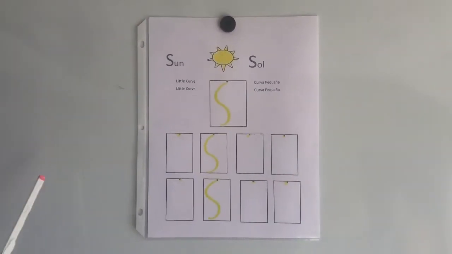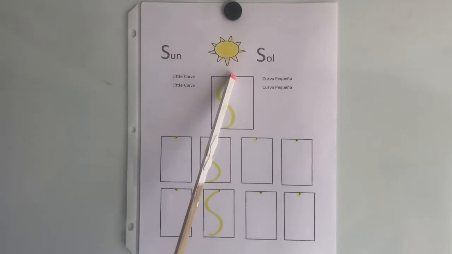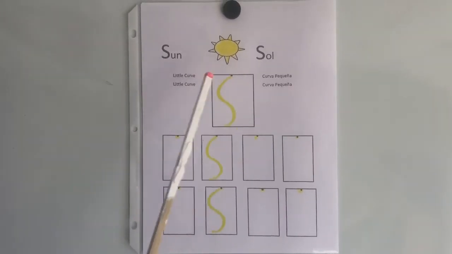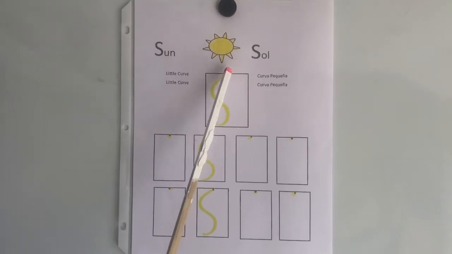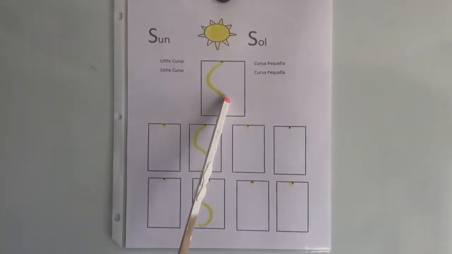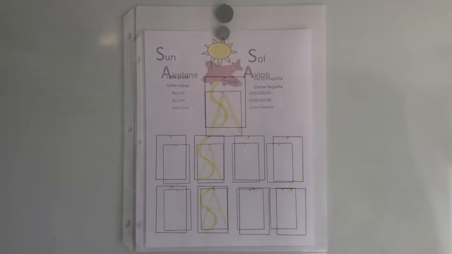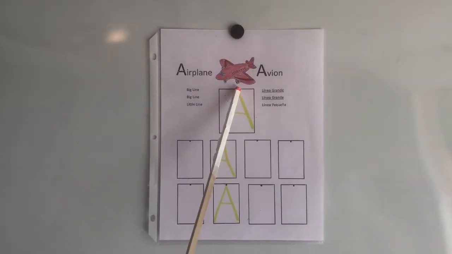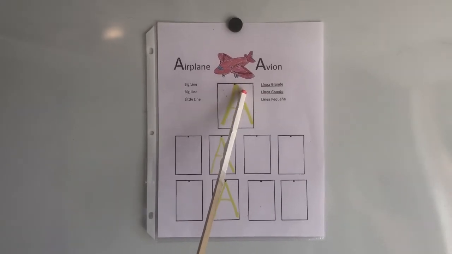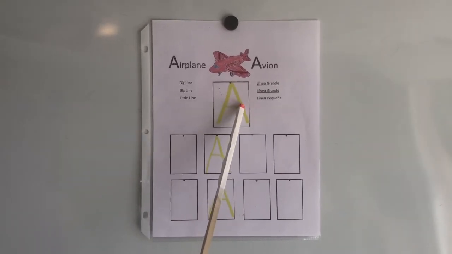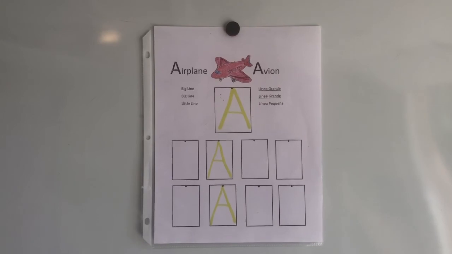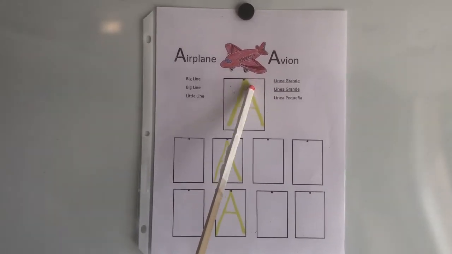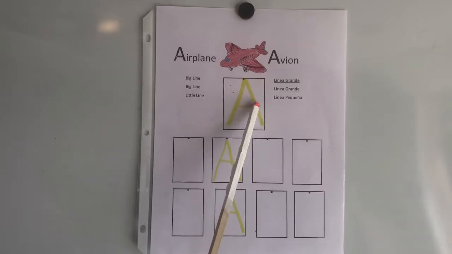For the letter S, once again, we start in the center. Little curve. La letra S, otra vez, empezamos en el centro. Curva pequeña. For the letter A, once again, we start in the center. Big line, little line. Por la letra A, empezamos aquí en el centro. Línea grande, línea pequeña.